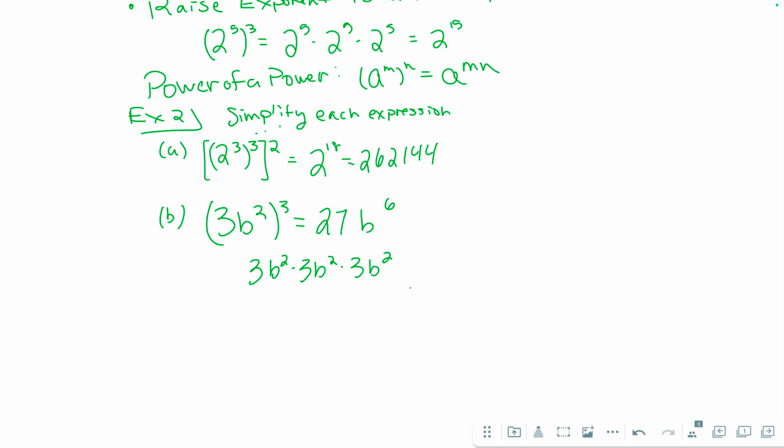This 3b squared raised to the third is the same thing as 3b squared times 3b squared times 3b squared. What is 3 times 3 times 3? 27. Which is the same thing as 3 to the third. And then b squared times b squared times b squared, well, that is just b raised to the 2 plus 2 plus 2, which is 6, which is the same thing as 2 times 3.